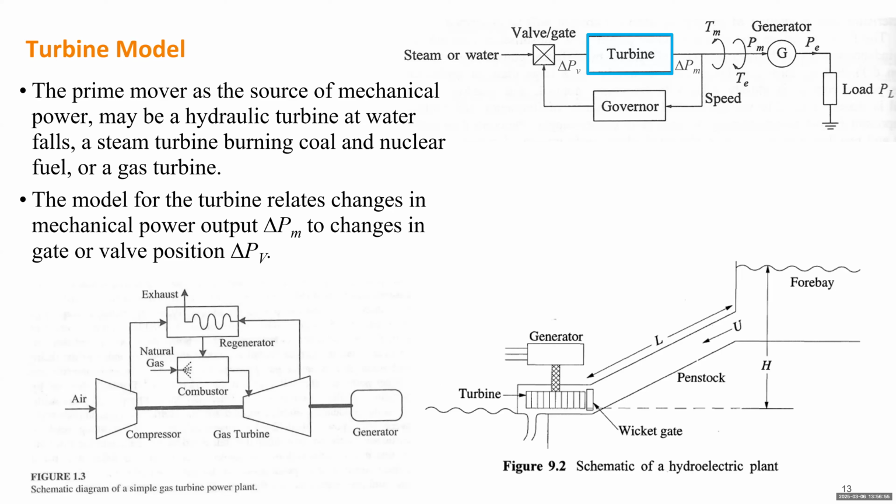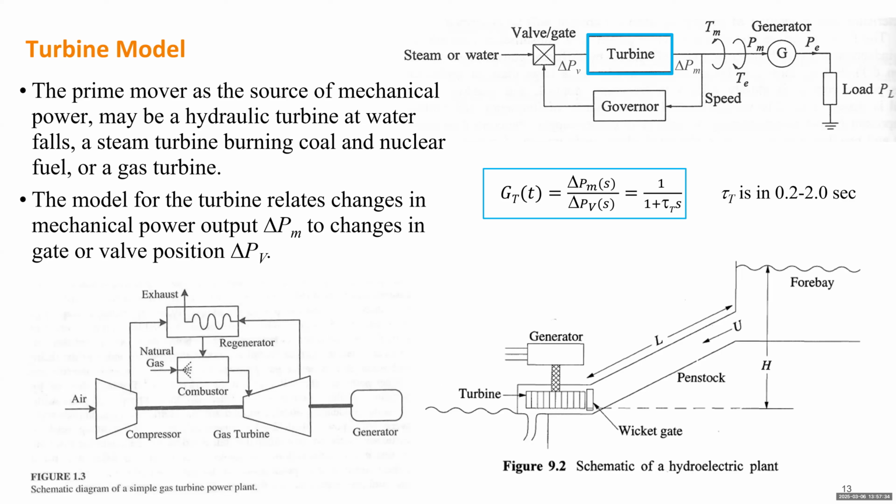So the model of the turbine relates the change in the mechanical power output, which is the delta PM, to change in the gate or valve opening of delta PV. Here we also use capital P because we consider everything in per unit. So the PV, which is how much the valve is open or closed, can be translated into how much power if we consider they have a roughly linear relationship. That's why we use P everywhere in this entire control loop.